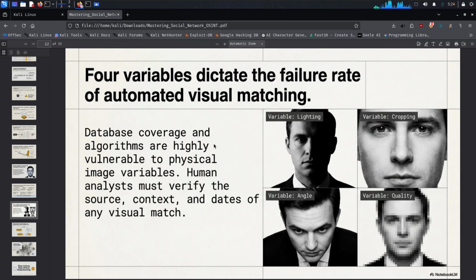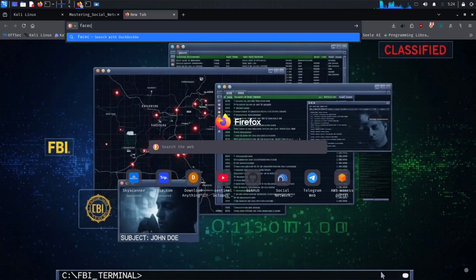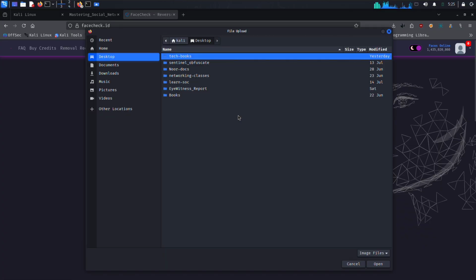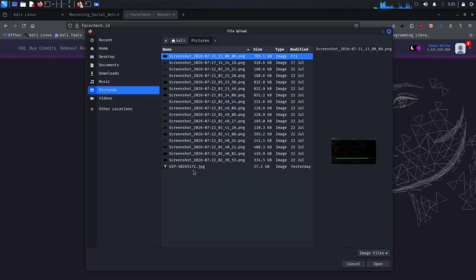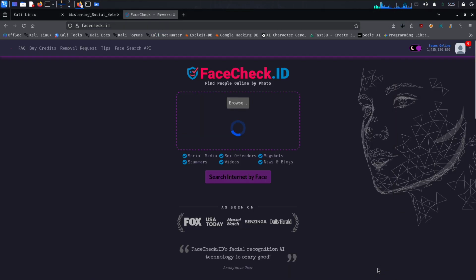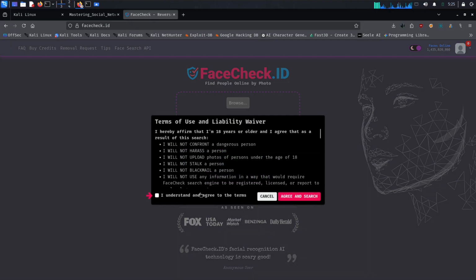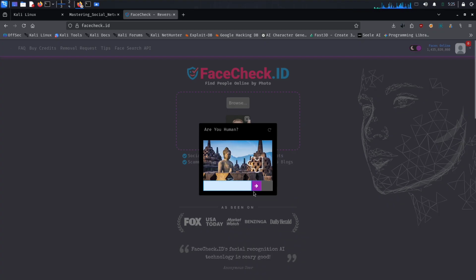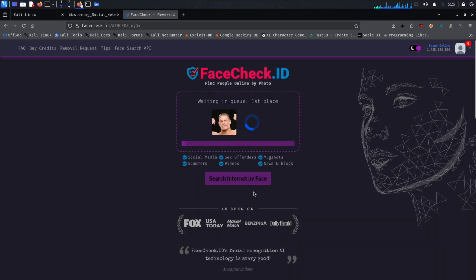FaceCheck.ID. Another service you can explore is FaceCheck.ID. It also provides image-based facial searching and can return potential matches from publicly accessible online sources. The workflow is similar to the tools we just discussed. Upload an image, perform the search, review the results, and then manually verify the relevant findings. When using any facial search service, always pay attention to its privacy policy and terms of service, especially when uploading images of other people. For OSINT investigations, it's best to use publicly available images and authorized research material, particularly when you're learning these techniques.